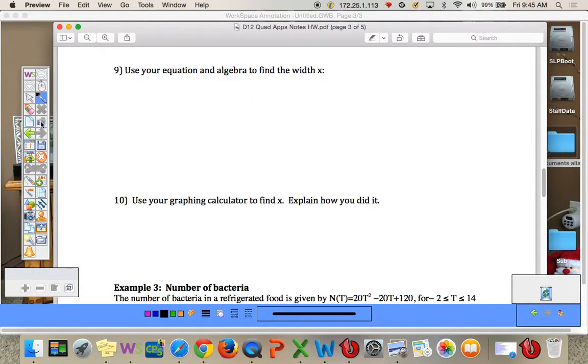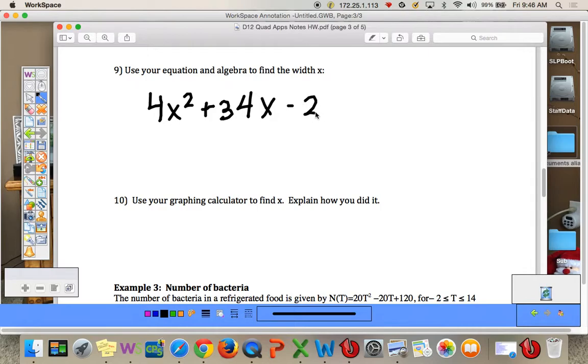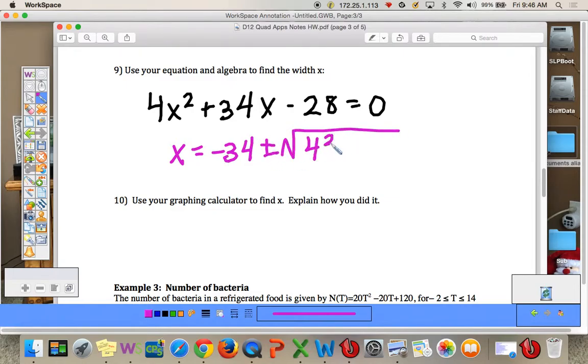Again, our equation was 4x squared plus 34x. And then instead of this equals 28, let's make one side equal 0 so we can use the quadratic formula to solve. So subtract 28 from each side. Quadratic formula: x equals opposite b, plus or minus the square root of b squared minus 4ac, all over 2a.